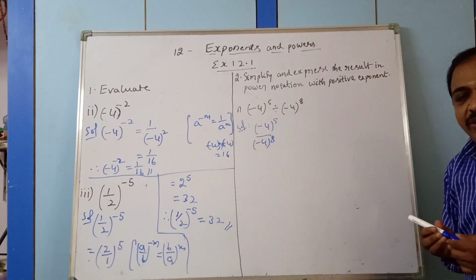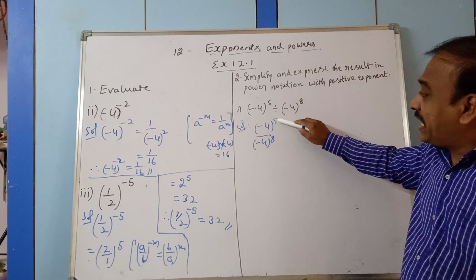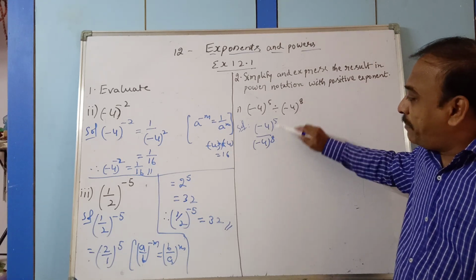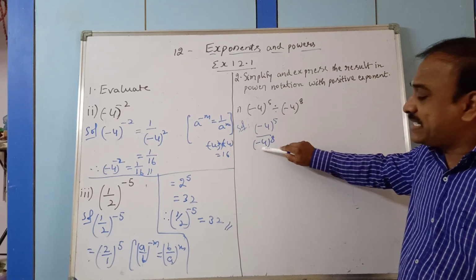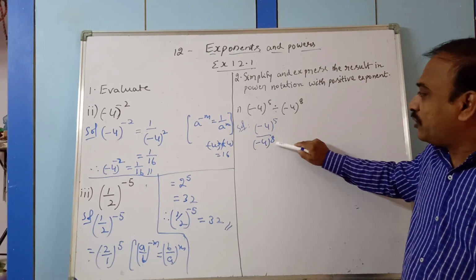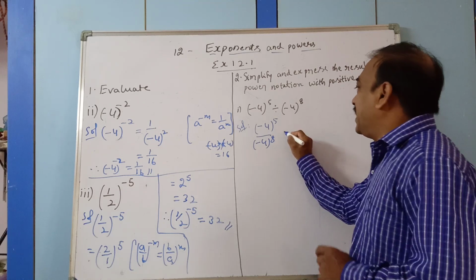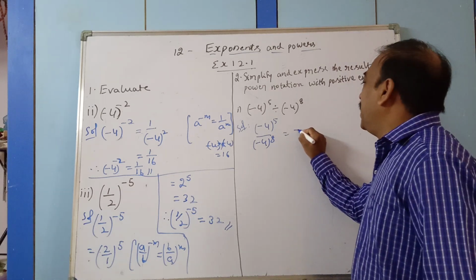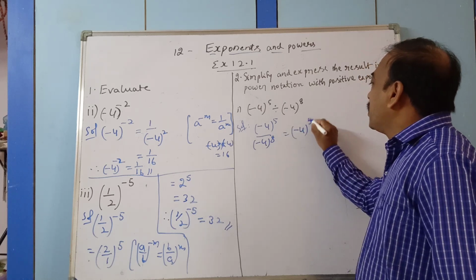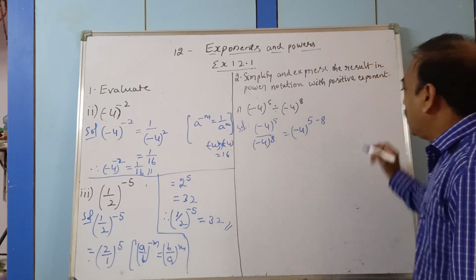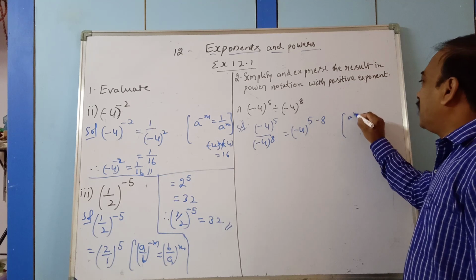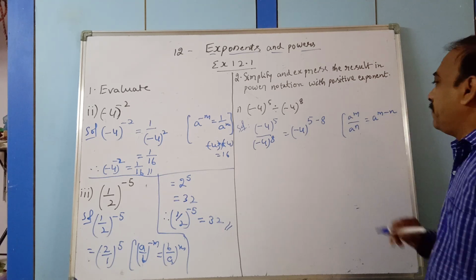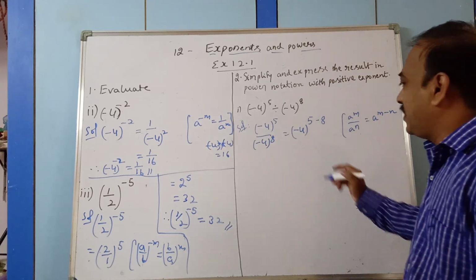Which identity can you use? Yes, a to the power m by a to the power n. Remember, a to the power m by a to the power n, where the bases are the same, can be written as a to the power m minus n. So (minus 4) whole to the power 5 minus 8. What is the formula we use here? a to the power m by a to the power n is equal to a to the power m minus n. Exactly, you are right.